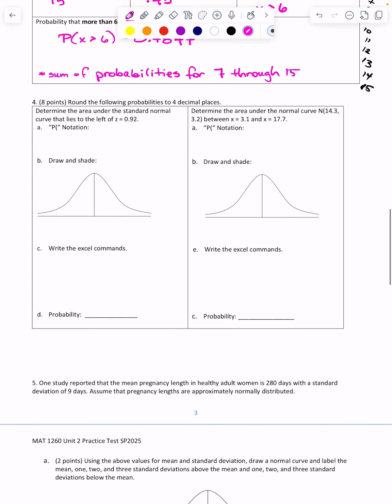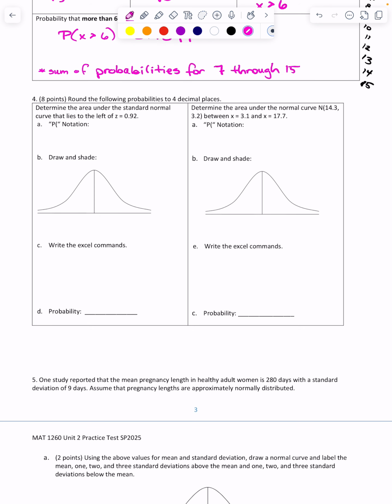Question 4. Round the following probabilities to 4 decimal places. We are talking both in terms of z-scores and raw scores. So determine the area under the standard normal curve left of z equals 0.92.